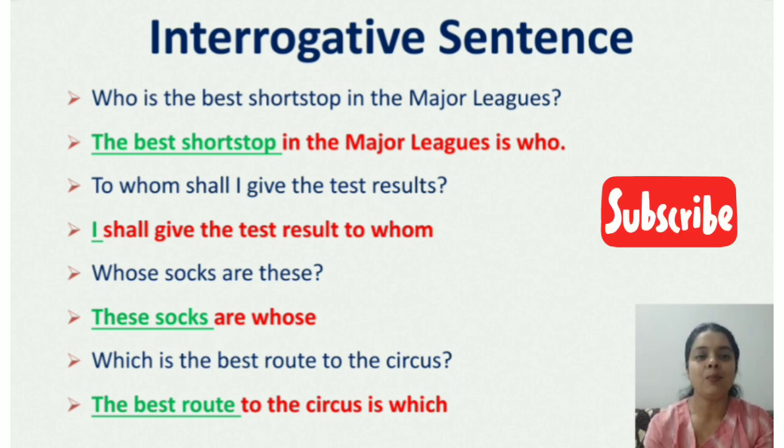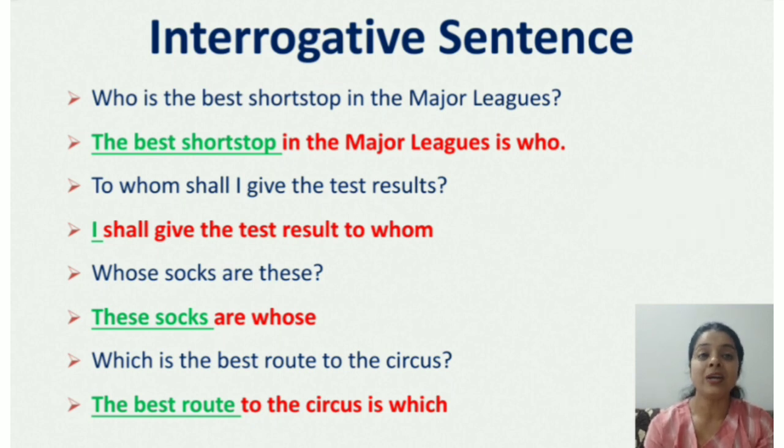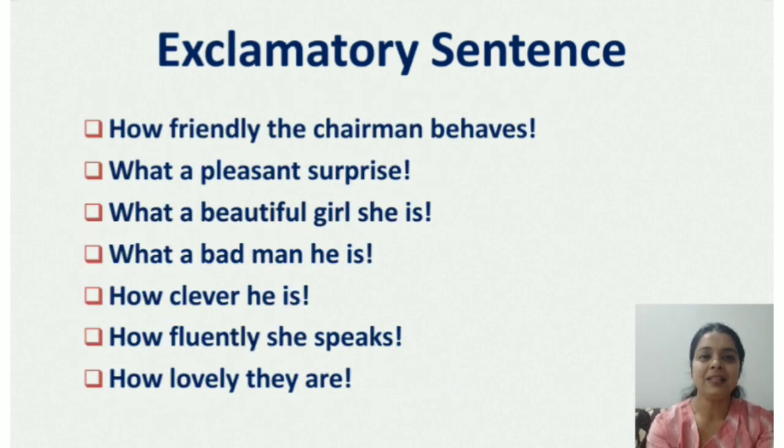So this is the trick, a very important trick for you all: whenever you want to identify a subject in an interrogative sentence, just change it into assertive and then find out which word comes up first. The subject will be the noun or pronoun only. So whichever noun or pronoun comes up first will be the subject in the interrogative sentence. Now let's start with the exclamatory sentence. What is exclamatory? Wait for my next video, which is all about sentences and their kinds.